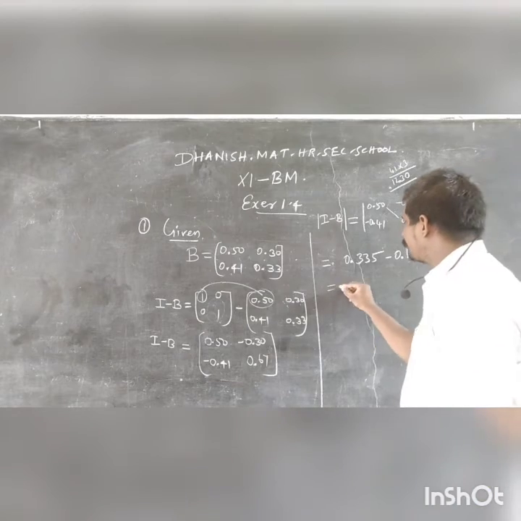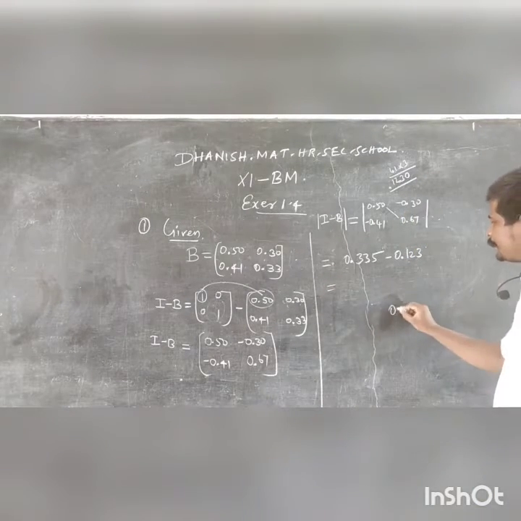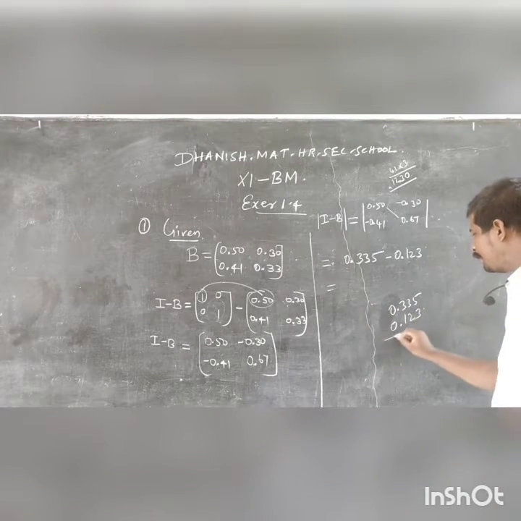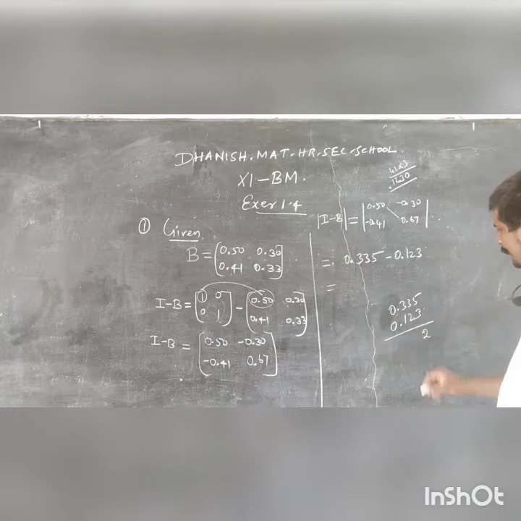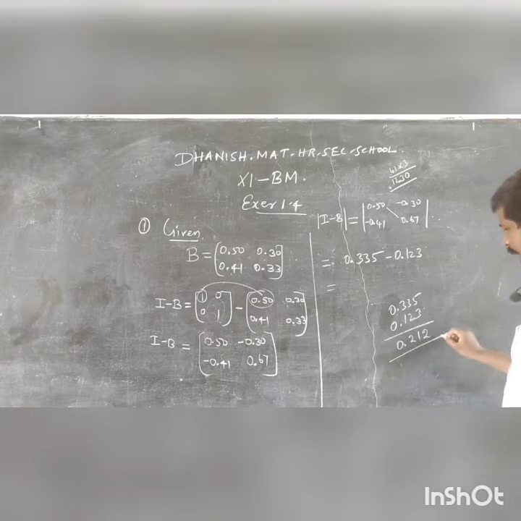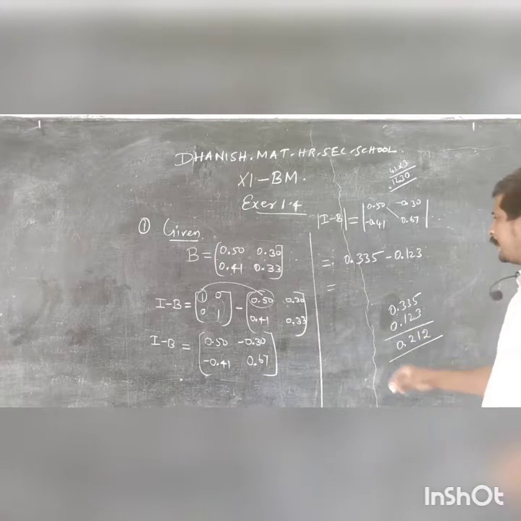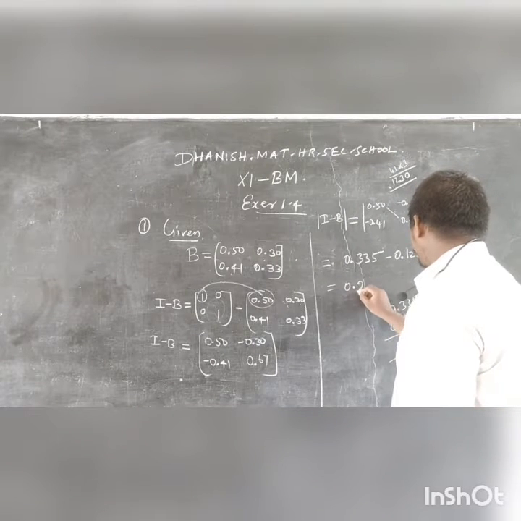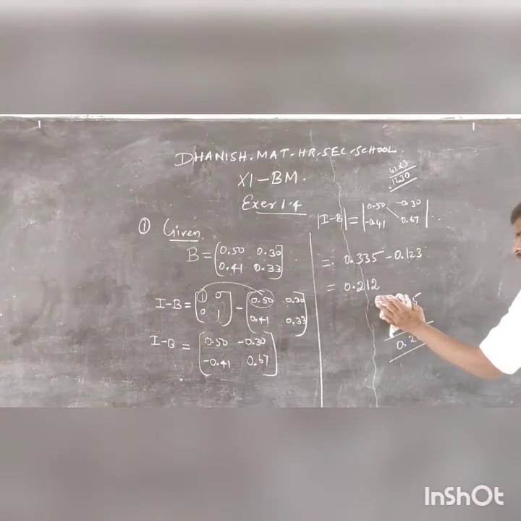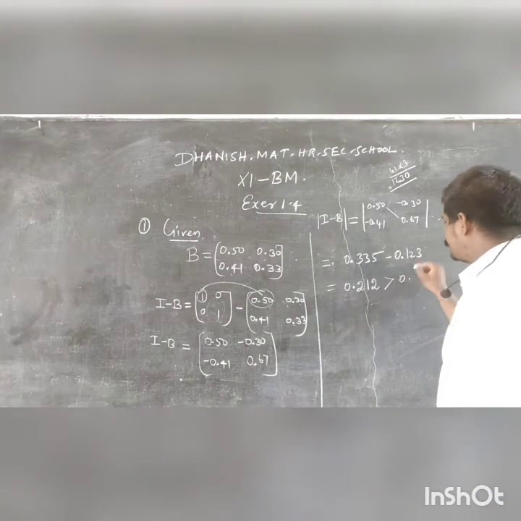0.123. Now I'm going to subtract these two: 0.335 minus 0.123. Our answer will be 0.212, which is greater than 0, which is positive.